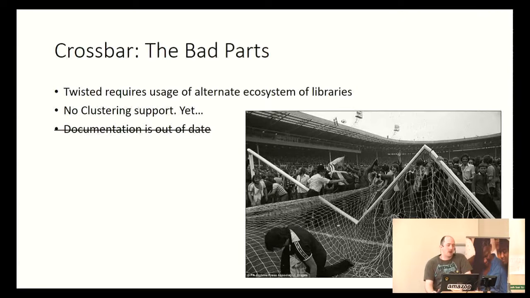So yeah, it does suffer from a few problems. I think the biggest problem with Crossbar is that it's written in Twisted. So you're generally going to be, especially if you're writing Python 2 code, but I guess even with Python 3 code, Twisted is a non-blocking asynchronous framework. And a lot of the existing libraries and tools in Python are not non-blocking asynchronous. They're synchronous, they're blocking. So you need to be careful when using those in conjunction with Crossbar.